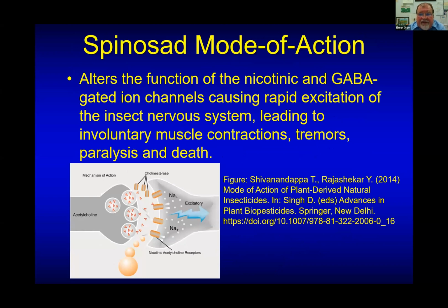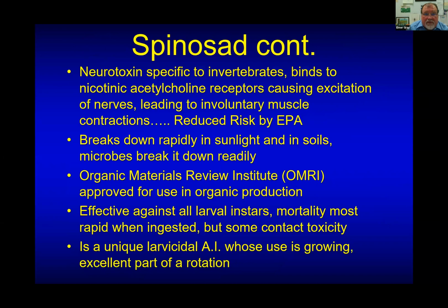This material alters the function of the nicotinic and GABA-gated ion channels, causing rapid excitation of the insect nervous system, leading to involuntary muscle contractions, tremors, paralysis, and death. So this is your traditional neurotoxin. You've got the synapse there and the acetylcholine effects. So it's more of a traditional material and different from our other active ingredients. This neurotoxin is specific to invertebrates, and it is classified as a reduced risk pesticide by the EPA. It has also been approved for use in organic production areas by OMRI, so it also has a pretty clean environmental and label approach. It breaks down rapidly in sunlight and in soils, and the microbes are going to break down spiny sugars, as you would imagine.